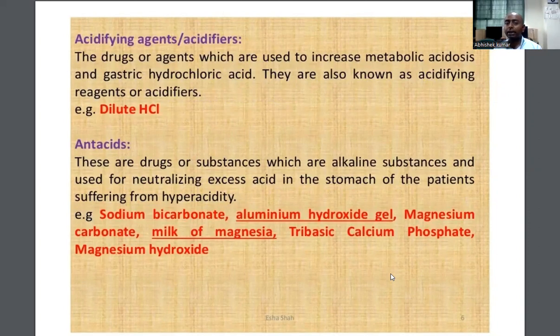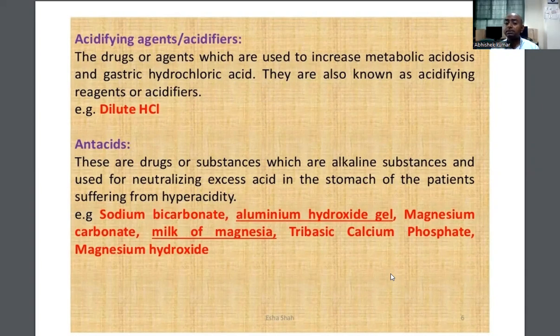So what are acidifying agents and acidifiers? It is a drug or agent which is used to increase the metabolic acidosis and gastric hydrochloric acid. Means whatever hydrochloric acid is needed, it is increased by the acidifying agent or acidifier. They are also known as acidifying reagents or acidifiers. Dilute hydrochloric acid, if we take it, can increase the metabolic acidosis and our body gets proper function after taking this.